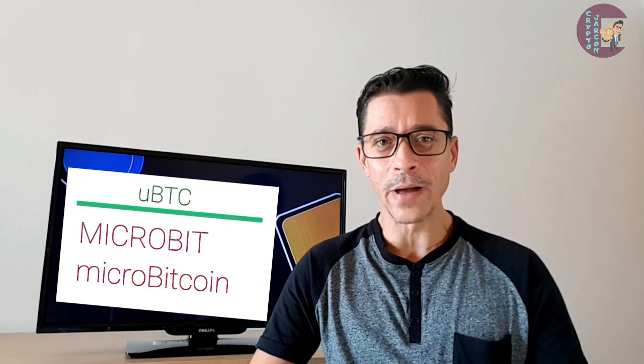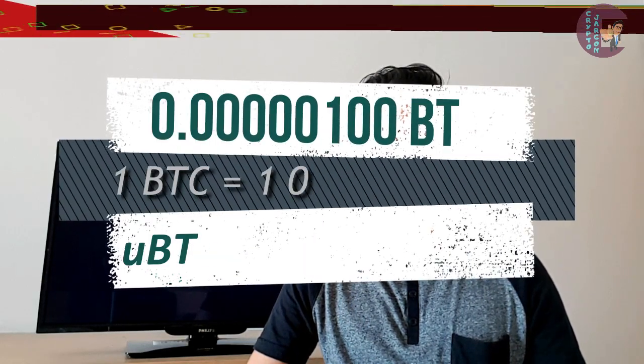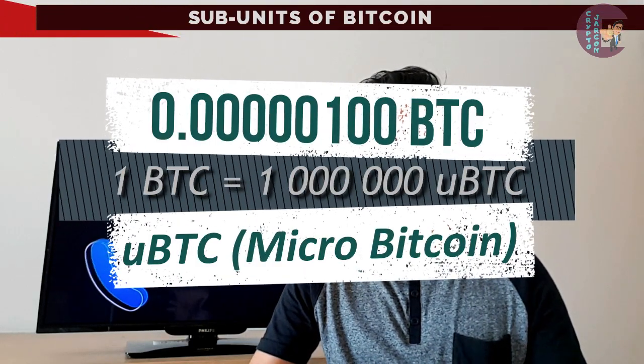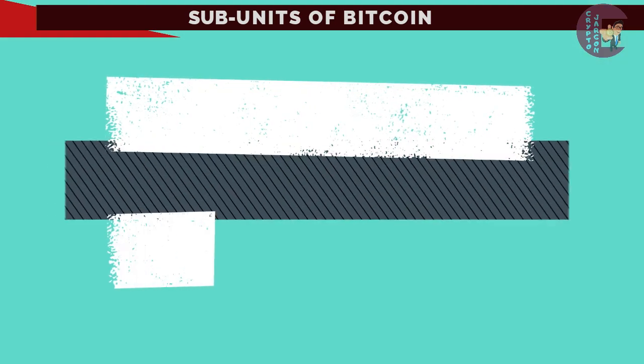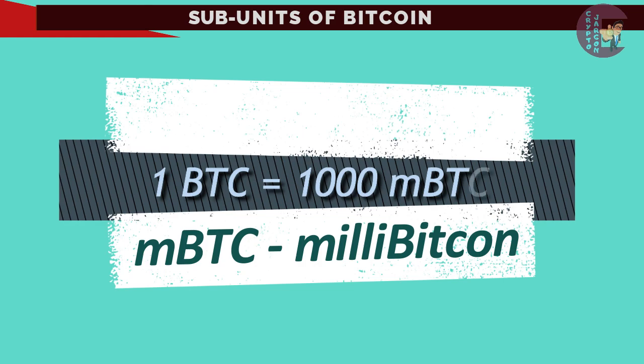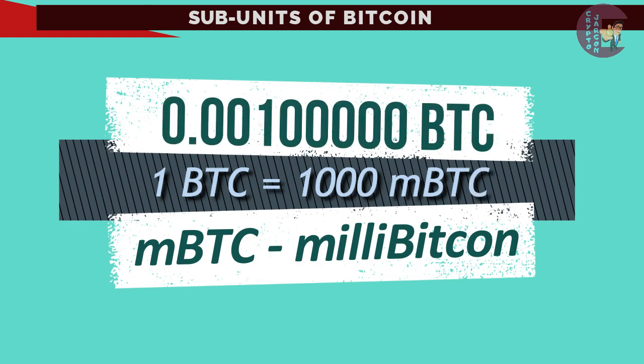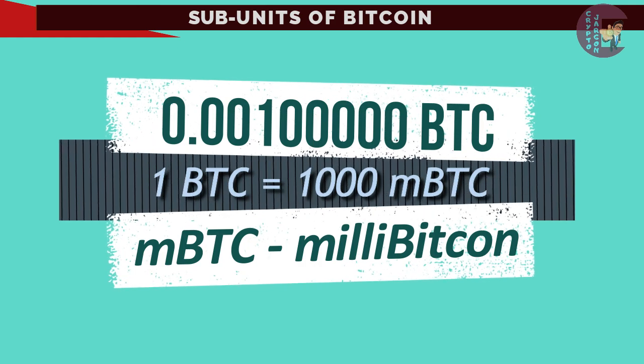uBTC stands for micro Bitcoin or microbit, and it's a millionth of a Bitcoin or 100 Satoshis. mBTC is called a millibit or millibitcoin, and it's 1,000th of a Bitcoin or 100,000 Satoshis. In reverse, one Bitcoin consists of 1,000 millibits.